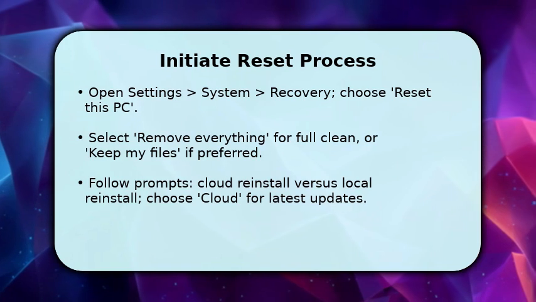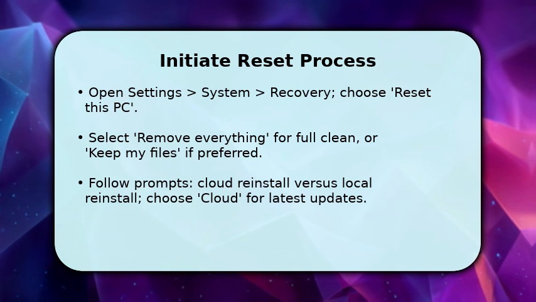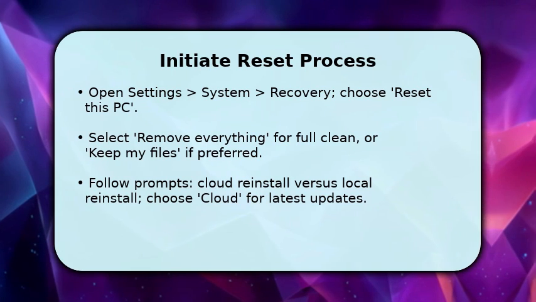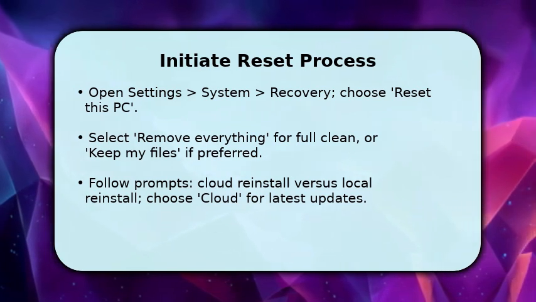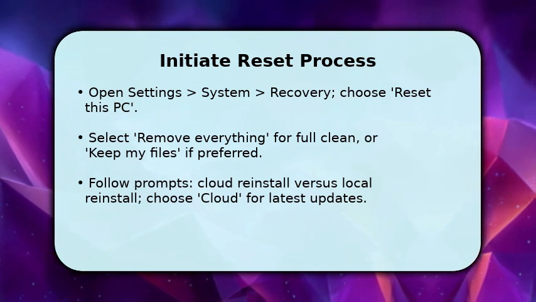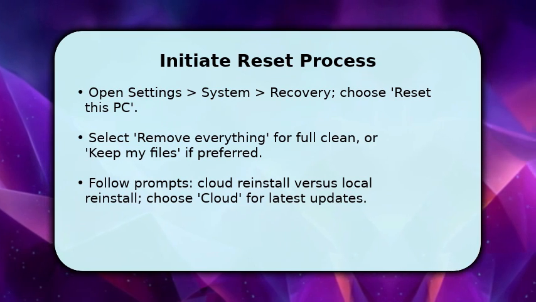When prompted, choose Remove Everything for a complete factory restoration. Choose Keep My Files only if you want apps removed but personal files retained. Next, you'll pick Cloud Reinstall or Local Reinstall. Choose Cloud to download a fresh, up-to-date image, which fixes corrupted local files. Confirm the choices and click Reset.